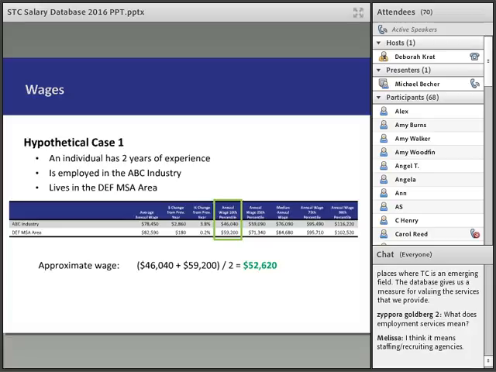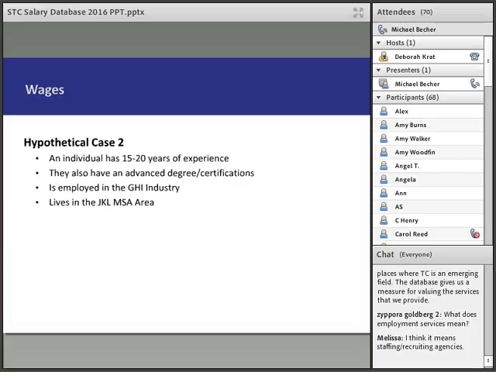So we take the 2 numbers that we have, both from the industry and the geographic region, and just average them out. So looking at those 2, you just add them together, divide by 2, and your approximate wage for that individual with 2 years of experience in the ABC industry in the DEF MSA area is $52,620. So pretty straightforward. That's not a hard thing to do.